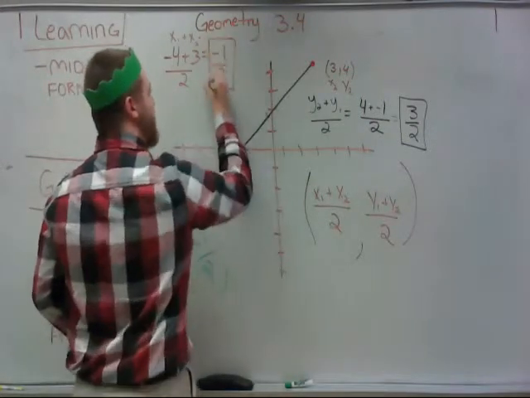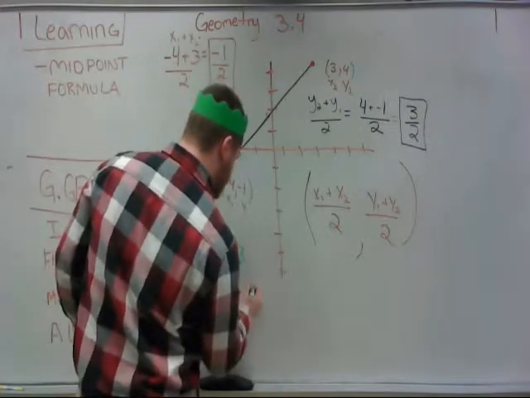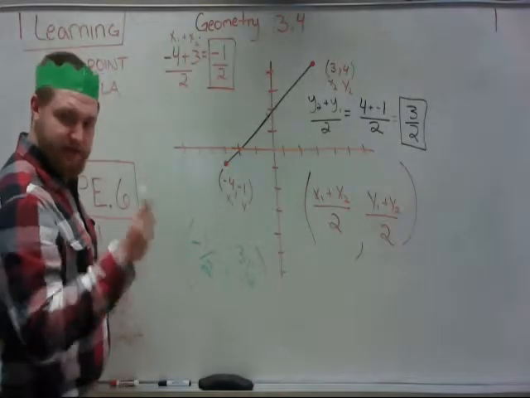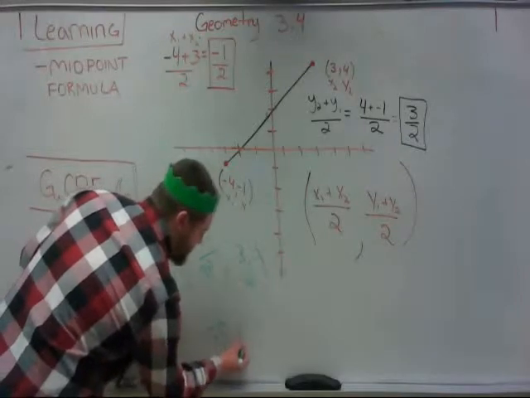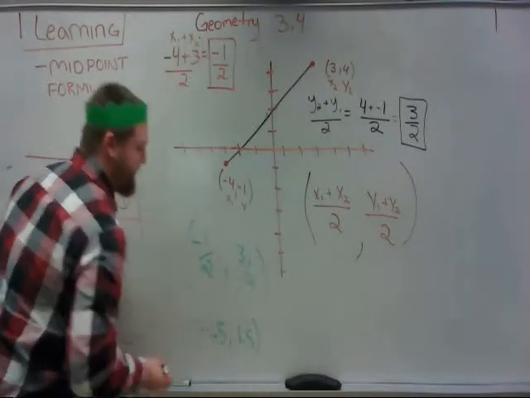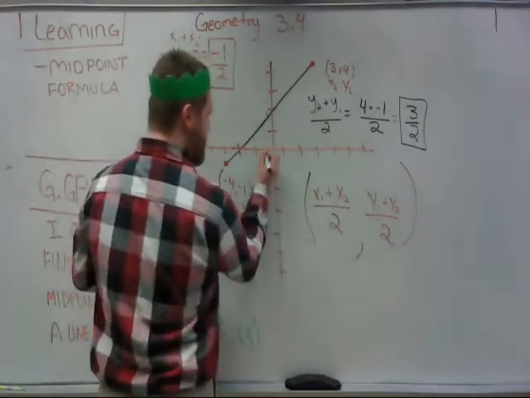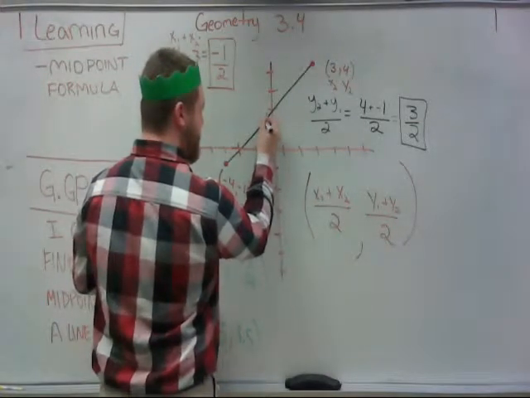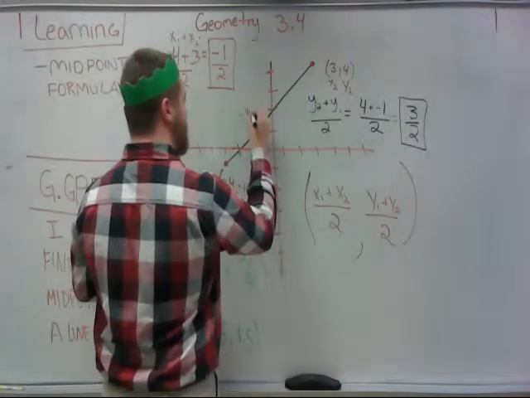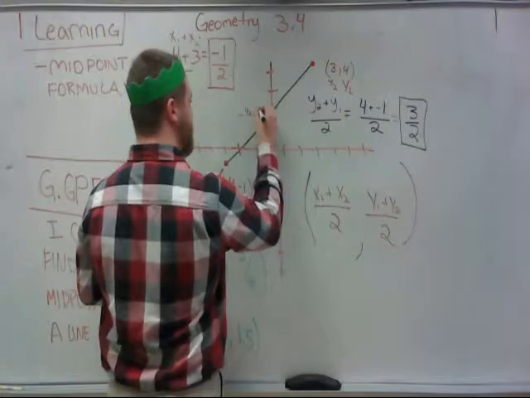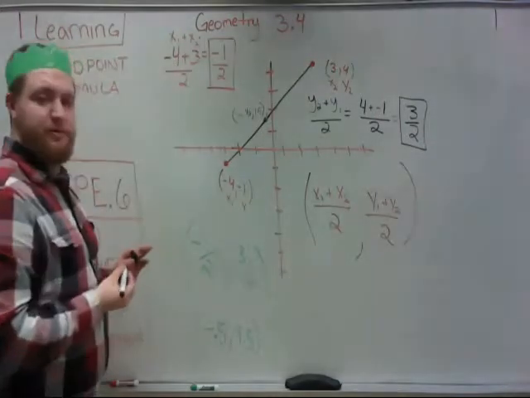Now let's see if that point makes sense. -1/2, 3/2. One of these is decimals. They are -0.5 and 1.5. Let's plot that point. -1/2, wow, we were right on. 3/2. You happy? I'm happy. So now we have found the midpoint.